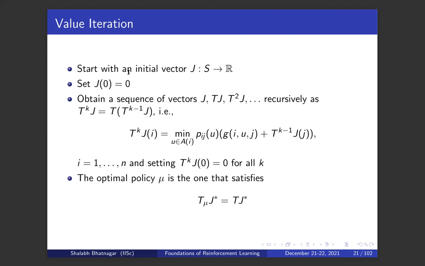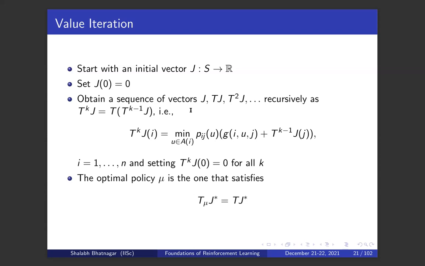What it says is basically follow the same approach as was given in the Banach fixed point theorem. You start off with an initial vector J, which is a map from S to R. Moreover, you should set J of 0 to be 0 because 0 is your terminal state. For all the non-terminal states, you can set them arbitrarily. You could even set them to 0.